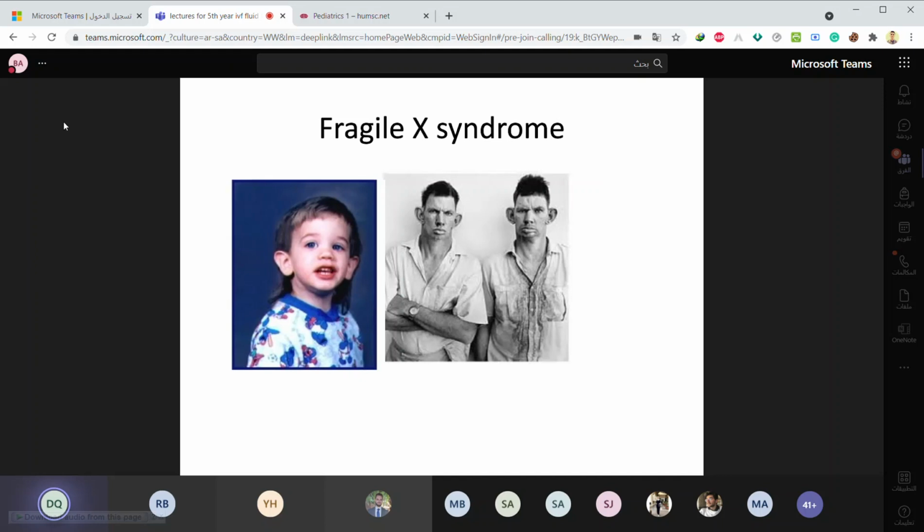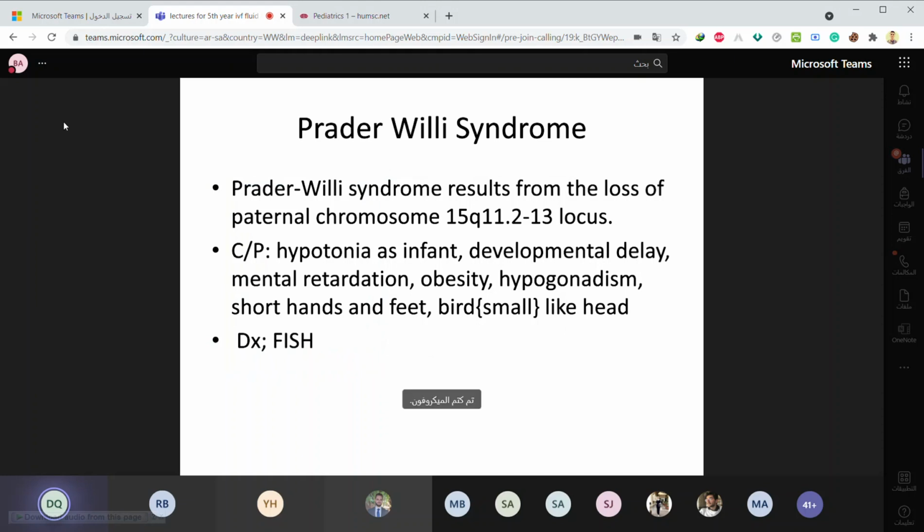This is a baby, or a child, with Fragile X, and the features become more prominent when he is an adult. Prader-Willi syndrome results from loss of paternal chromosome 15 at locus 11-13. Hypotonia as an infant, developmental delay, mental retardation, obesity, hypogonadism, short hands and feet, bird-like head, small head, and we diagnose it by FISH, not karyotyping, because it's a locus problem.